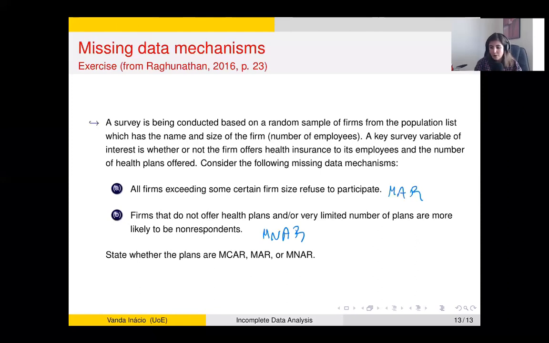And before I stop the video, apart from the paper from Fitzmaurice, I've also uploaded to Learn another paper that is a hypothetical conversation between a doctor and a statistician about the assumptions of missing at random and missing completely at random for a particular problem. I think it's an interesting reading, and so I recommend that you look at that article as well.